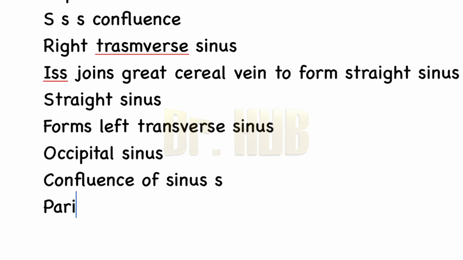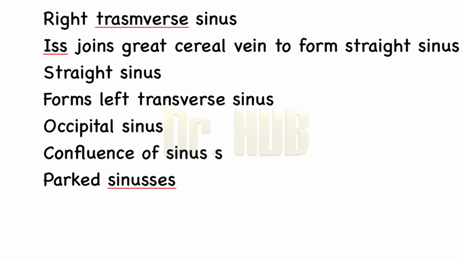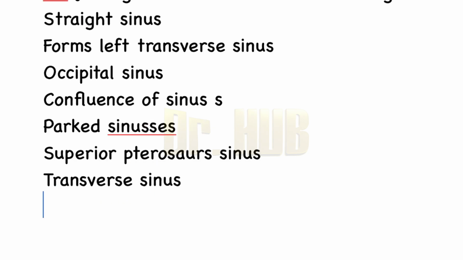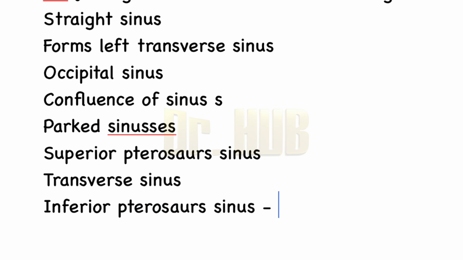Next we look at the paired sinuses. What is meant by paired sinuses? Among the paired sinuses, there is the superior petrosal sinus. The superior petrosal sinus drains into the transverse sinus. Next comes the inferior petrosal sinus. The inferior petrosal sinus drains into the internal jugular vein. So the superior petrosal sinus goes to the transverse sinus, and the inferior petrosal goes to the internal jugular.